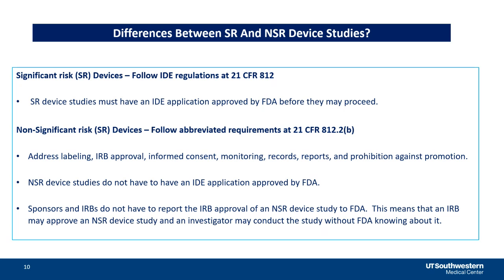The difference in non-significant risk devices is that they follow abbreviated requirements which outline that the device addresses labeling, IRB approval, informed consent, monitoring, records, reports, and prohibition against device promotion. NSR device studies, non-significant risk device studies, do not have to have an IDE application approved by the FDA, and sponsors and IRBs do not have to report the IRB approval of an NSR device study to the FDA. This means that an IRB may approve a non-significant device study, and an investigator may conduct the study without FDA knowing about it.